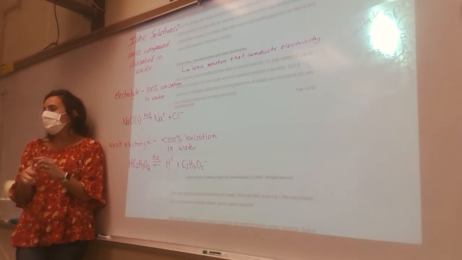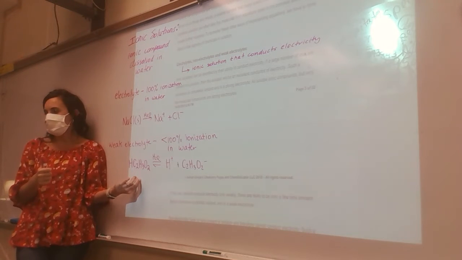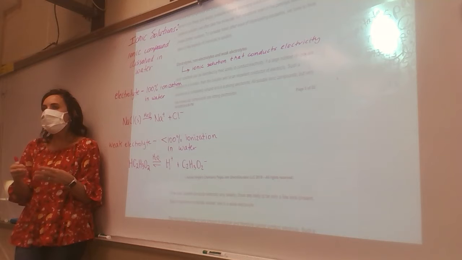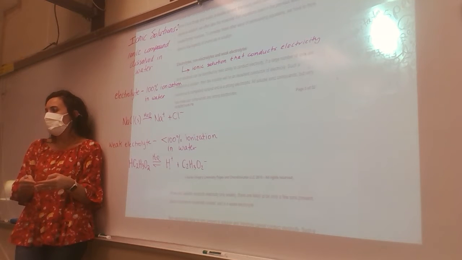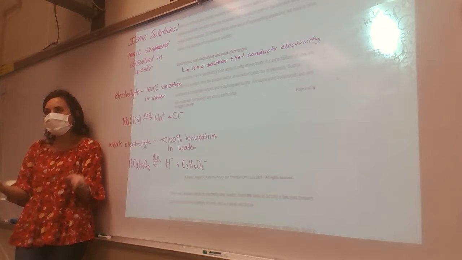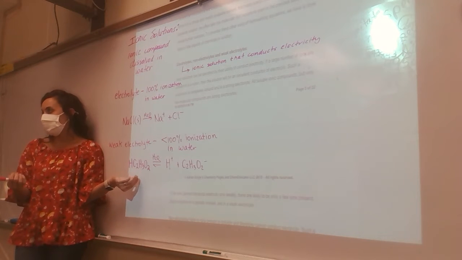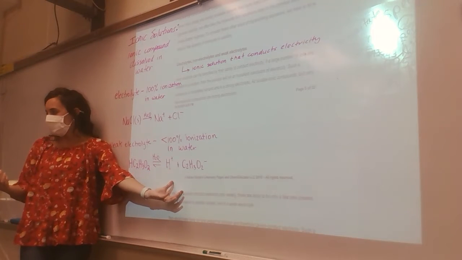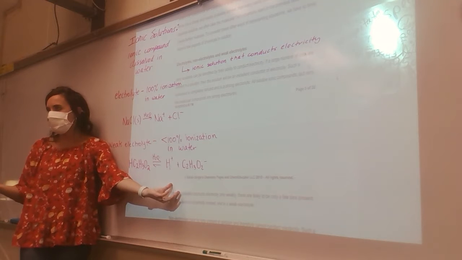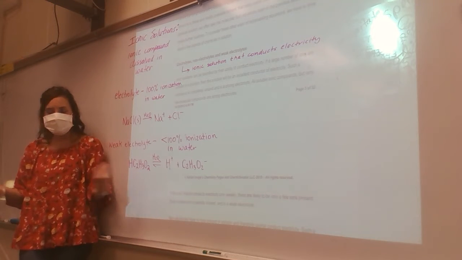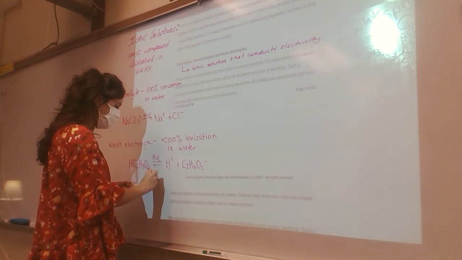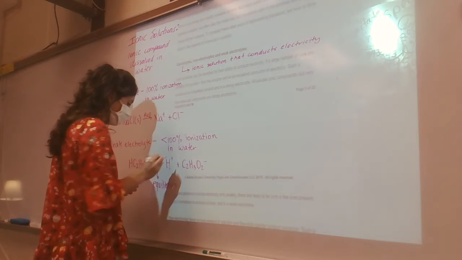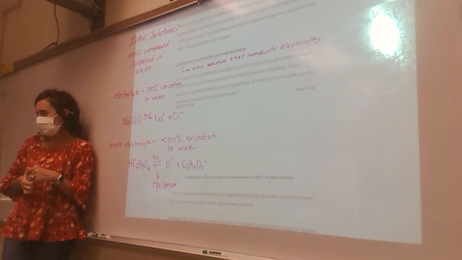So a weak electrolyte, like this acetic acid, this is vinegar, you put that in water and not all of it dissociates. Only part of it dissociates. It partially breaks apart, but some of it stays together. If it doesn't completely dissociate, you don't get as many ions, and it's not as strong of an electrolyte. This double arrow is the chemistry symbol for equilibrium. We'll talk a lot more about equilibrium after winter break. There's a whole unit on equilibrium.